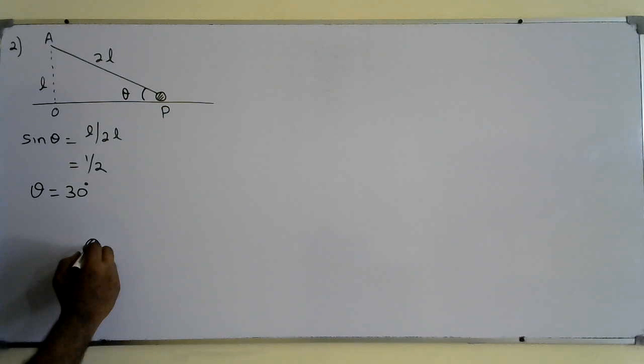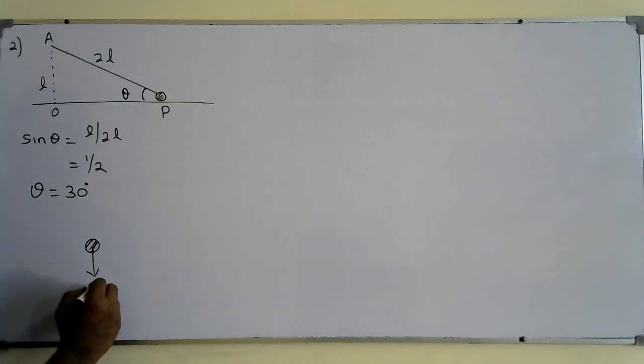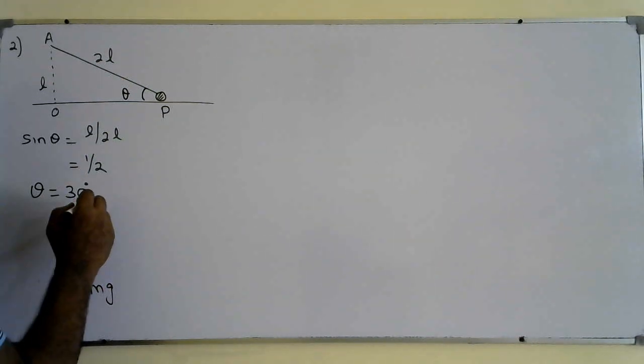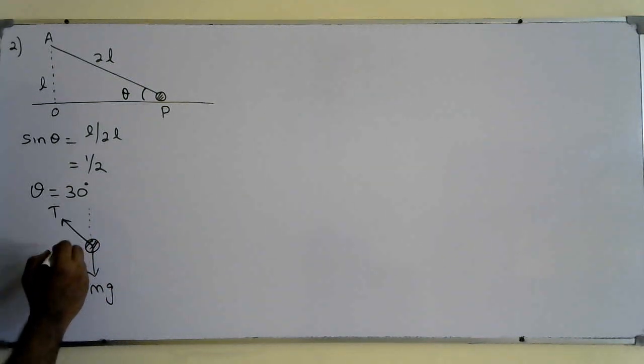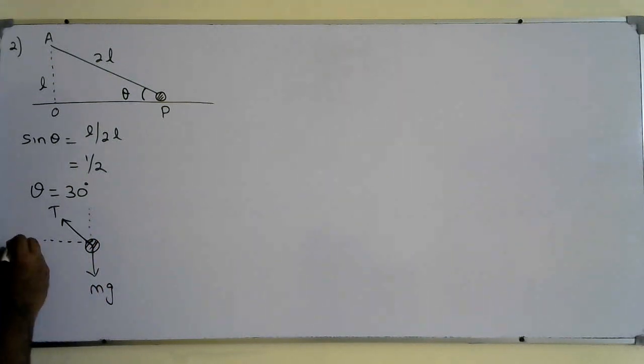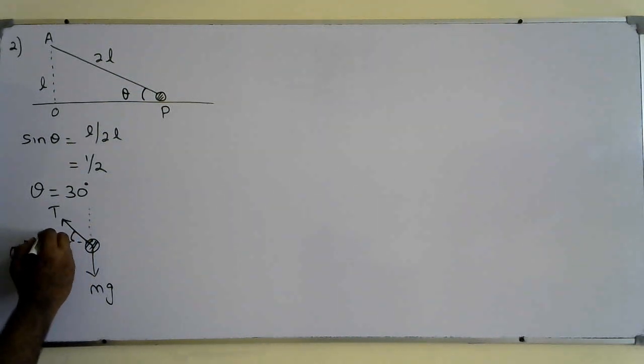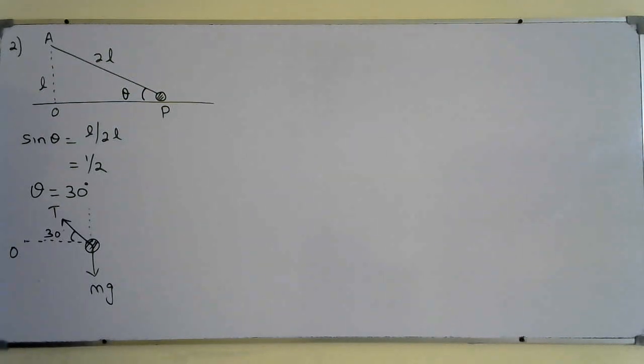The weight is acting on the particle, mg, and there's a tension from the string. This is the tension from the string that makes an angle with the horizontal. The center is somewhere here. So that makes an angle of 30 degrees with the horizontal, we found it.